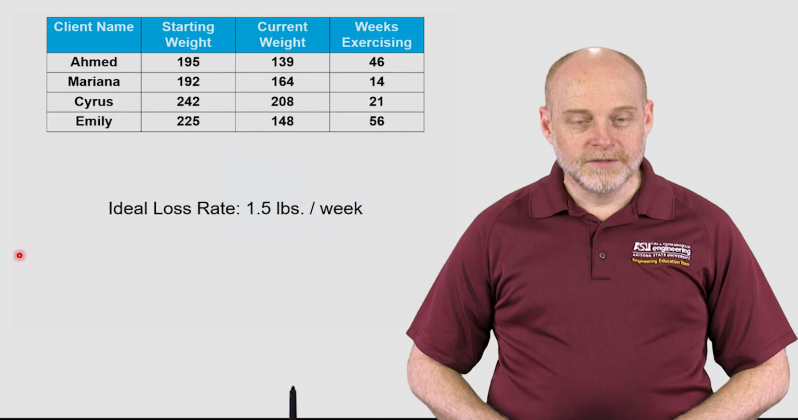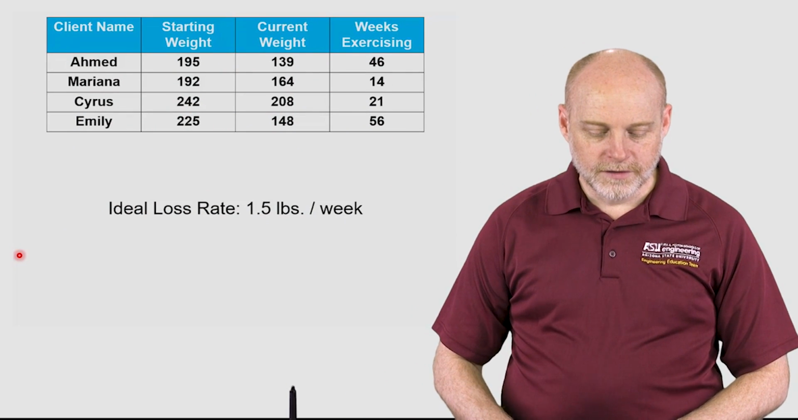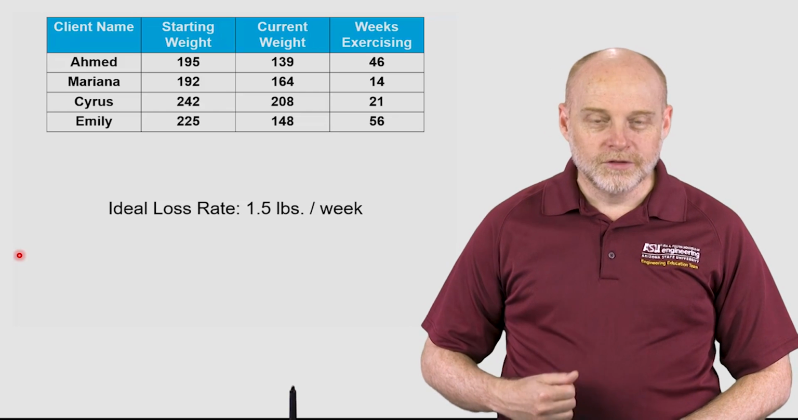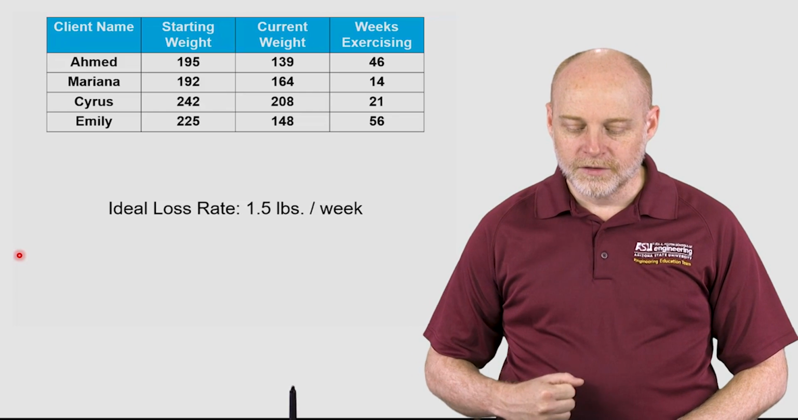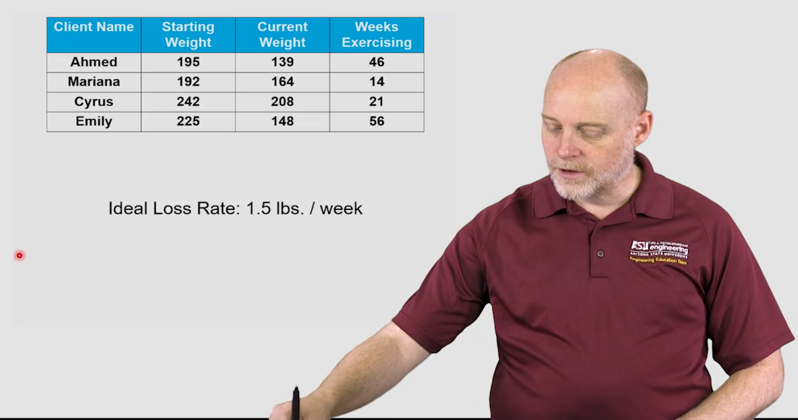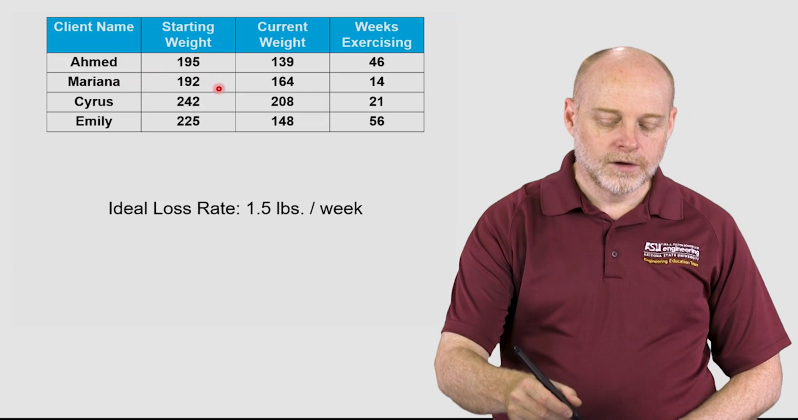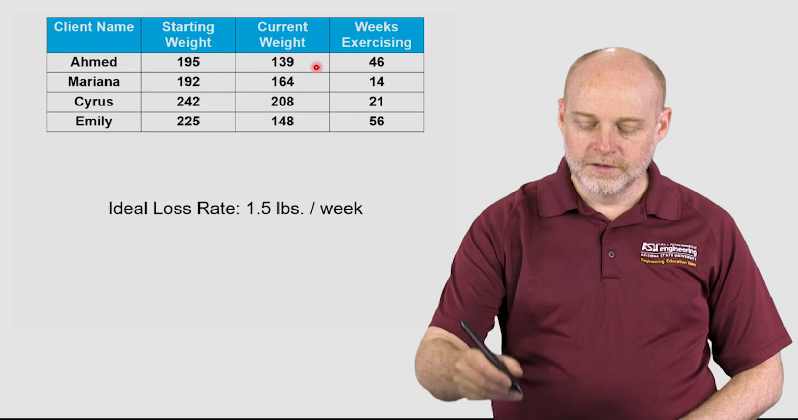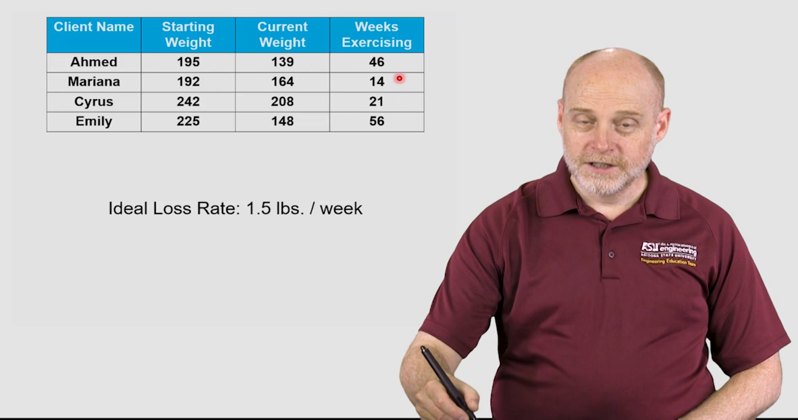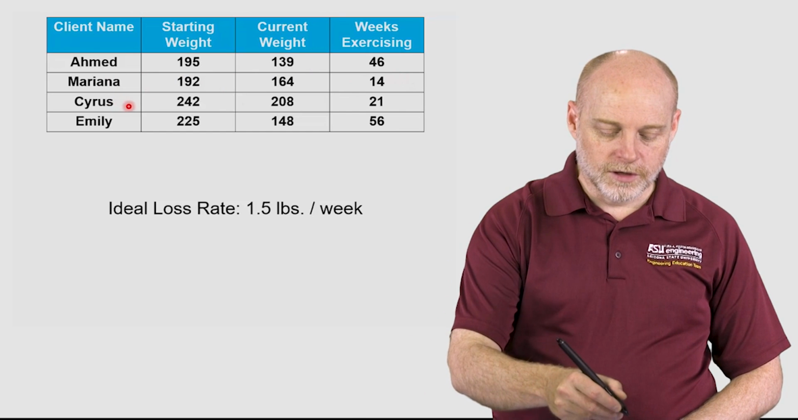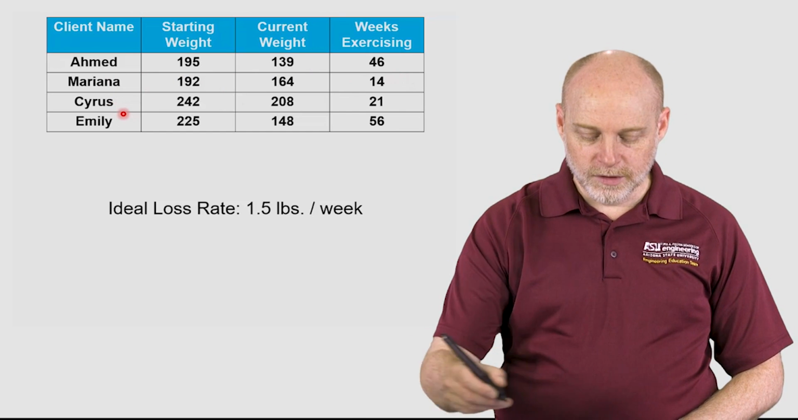So here we have a table of data that you've collected for your 4 clients. You have Ahmed, and his starting weight was 195 pounds, and he's currently at 139 pounds, and he's been exercising for 46 weeks. And we have Mariana, who started at 192 pounds, is currently at 164, and she's been exercising for 14 weeks. And we also have Cyrus and Emily here.